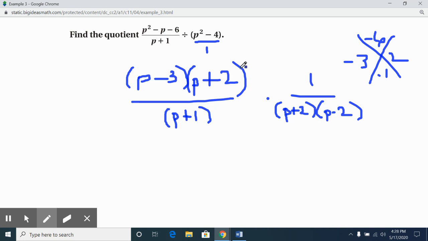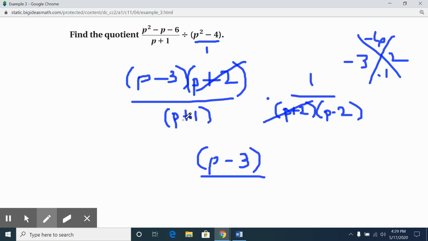All right, I can cross cancel p plus 2's, and then I'm looking at p minus 3, p minus 2. I can't do anything with those, and then I have a 1 on the top and a p plus 1 on the bottom. I can't do anything with those. So I'm just going to multiply across this time. So p minus 3 times 1 would be p minus 3 on the top. That's what's left.